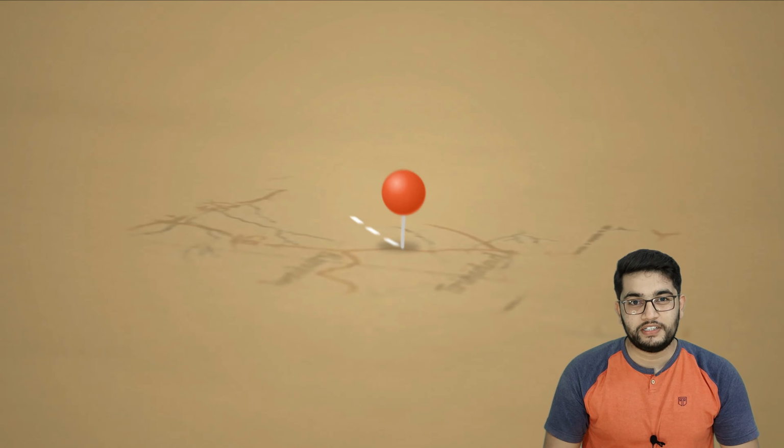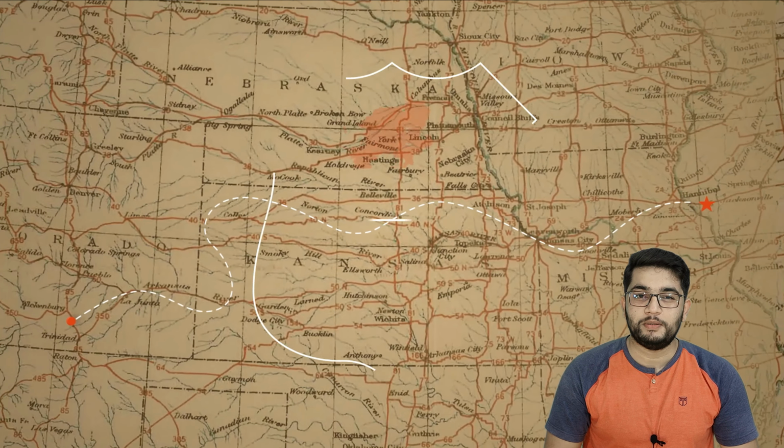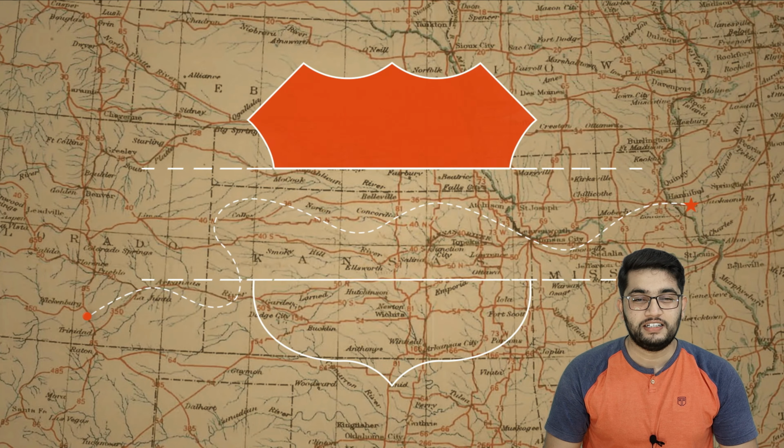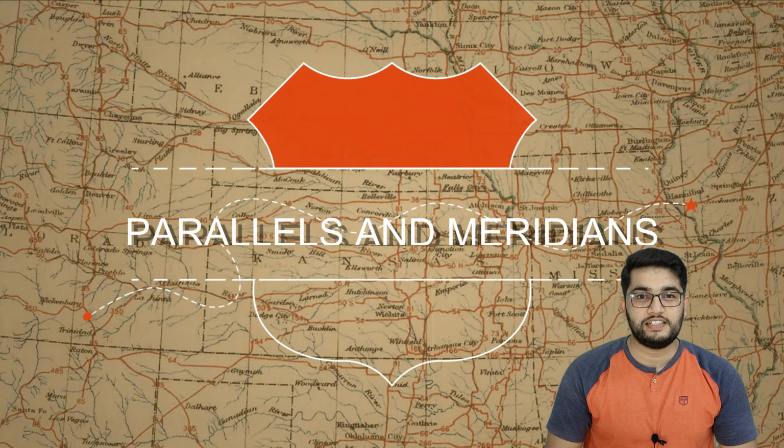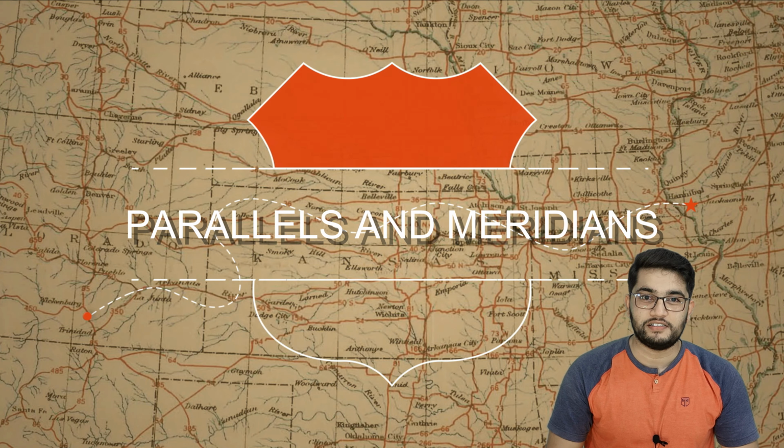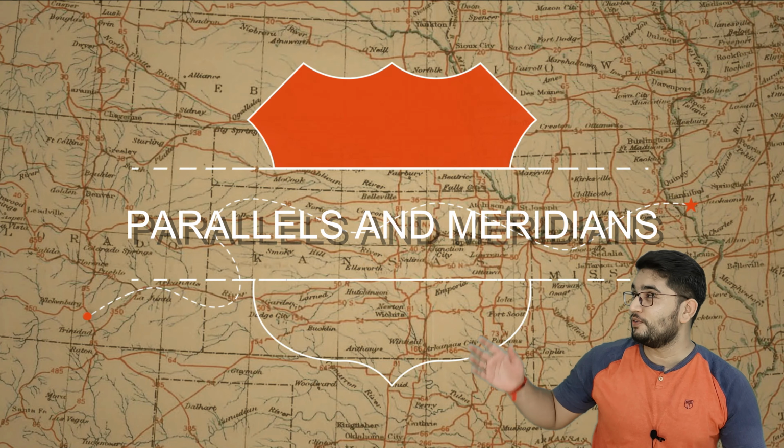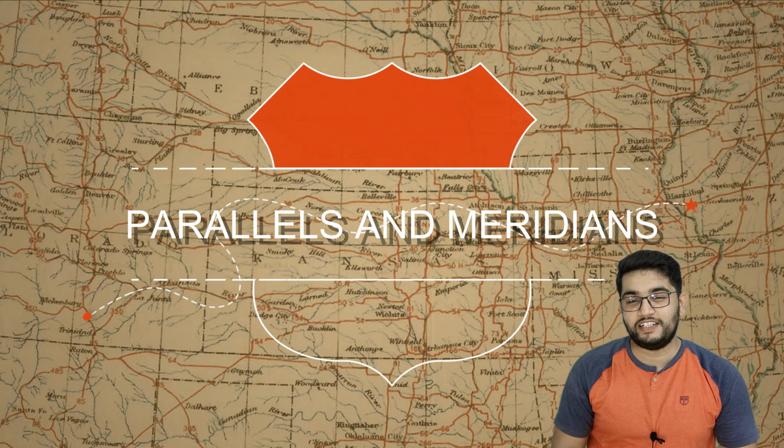In the previous video, we have studied that Earth is spherical in shape. So, on Earth, to find different locations, we need some imaginary lines as a reference. These imaginary lines are called parallels and meridians. So today we are going to study parallels and meridians. Let's begin.